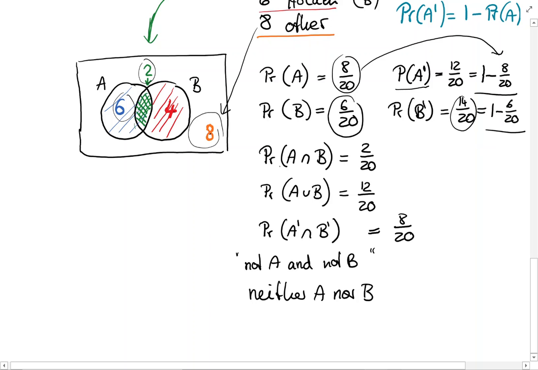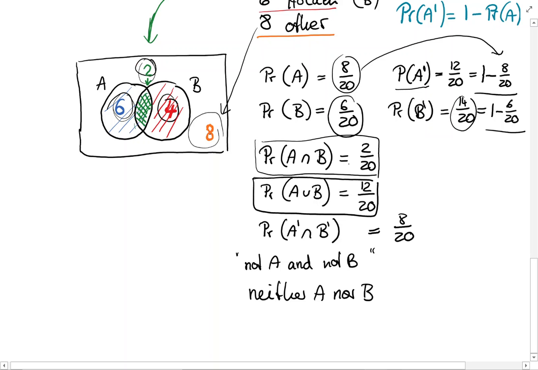Now let's investigate the intersection. Well, I've mentioned several times that there's 2 people who have both. So therefore, please be very careful with the notation here. A and B. So that's this little U that looks down like a sad smiley face. That's 2 out of 20. And I want to know how many people have a Toyota or a Holden. Well, that's just the 6 here, and the 2 there, and the 4 there. So that's a total of 12.